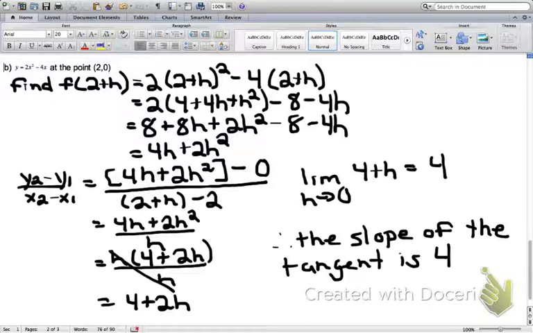So anytime that we're trying to determine the slope of the tangent, you're always going to add h, which is our small number, to our point. And then we're going to find our slope and then take the limit of that slope as h approaches 0 to find what the slope of the tangent itself is.